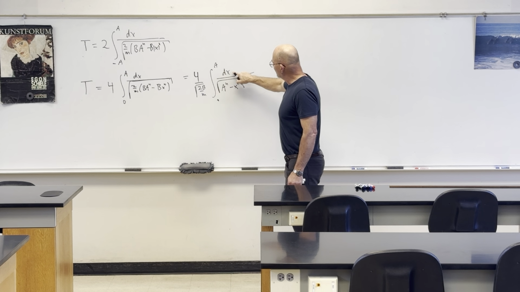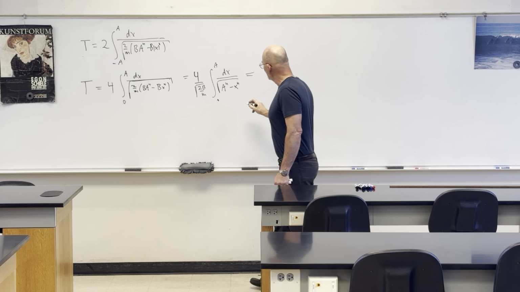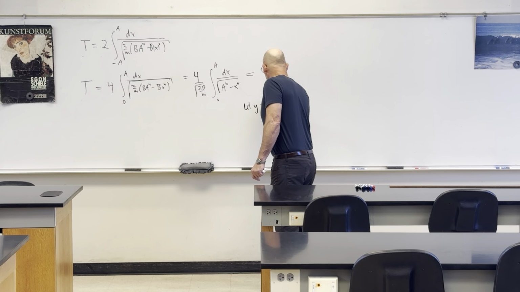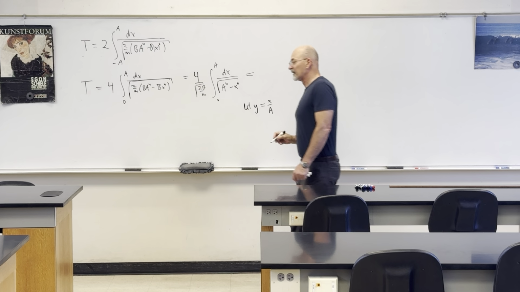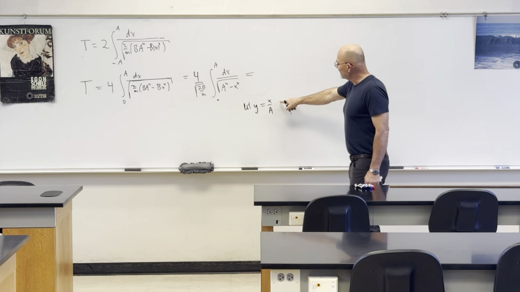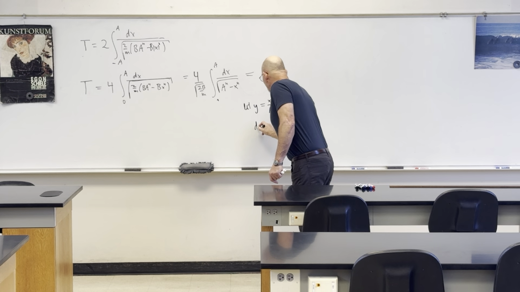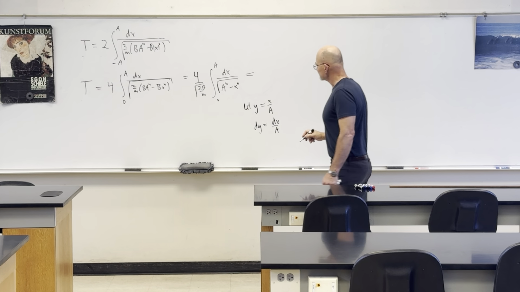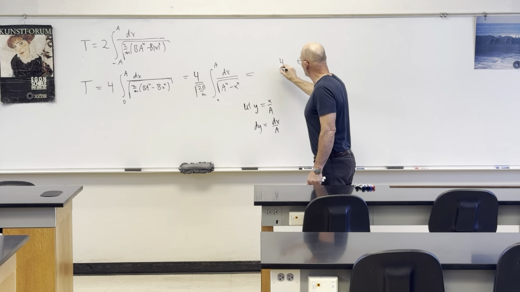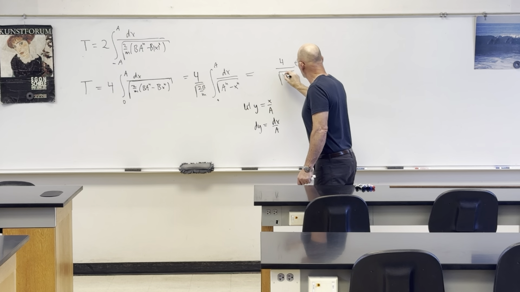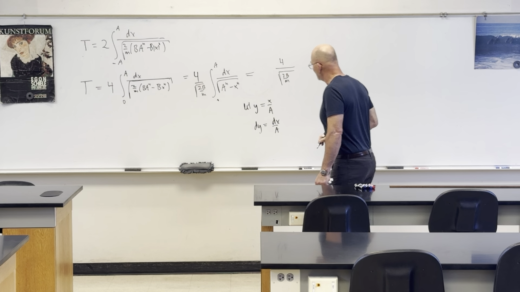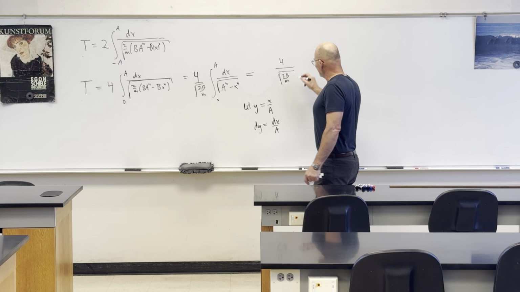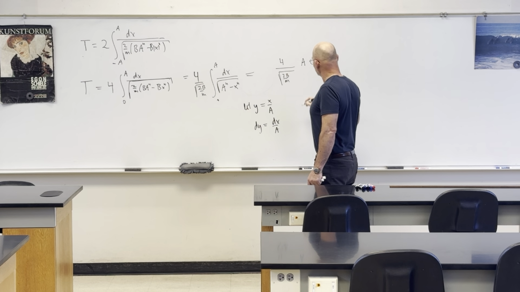We're going to turn this into a dimensionless integral by doing a substitution. We're going to let y equal x divided by a. Okay. So y is x divided by a, dy is equal to dx divided by a. Let's see what we have now. We have 4 times root 2b over m. The dx is going to be a dy, so I've got a dy.